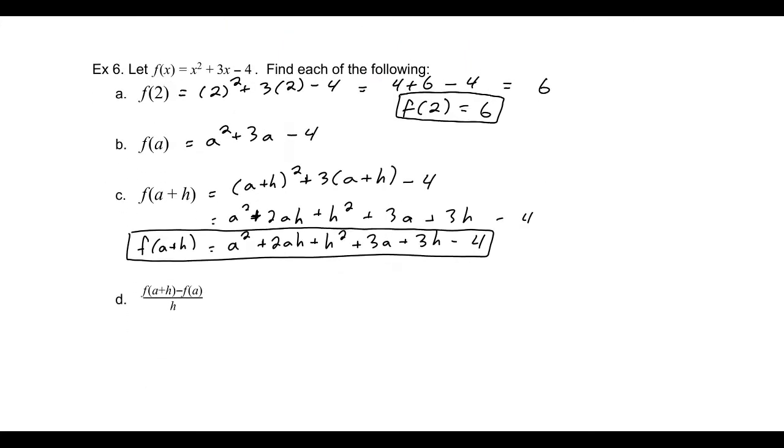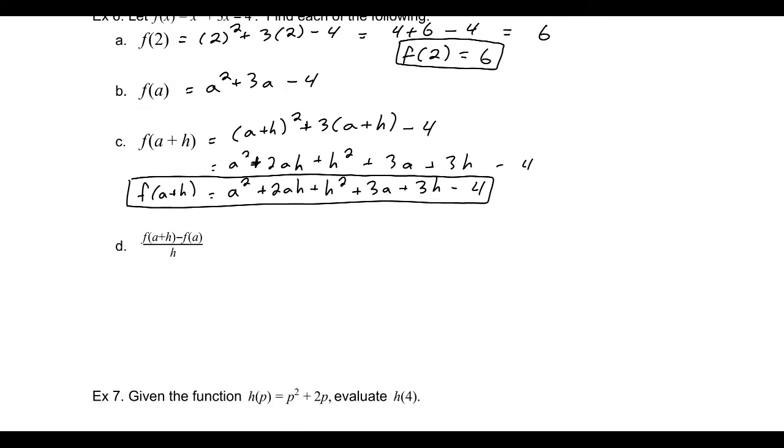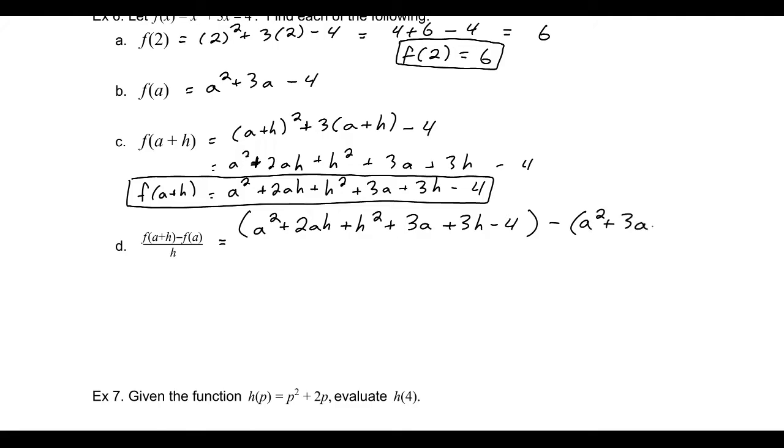Now for part D, we're finding f of a plus h minus f of a, divided by h. This is actually a concept related to calculus. What we're doing is finding the slope. It's hard to see here, but that's what's going on. So f of a plus h, we're going to replace each of these: a squared plus 2ah plus h squared plus 3a plus 3h minus 4, minus f of a, which is a squared plus 3a minus 4. All of that divided by h.